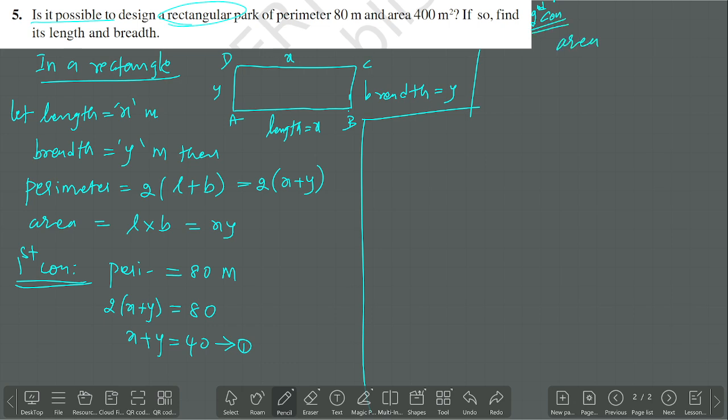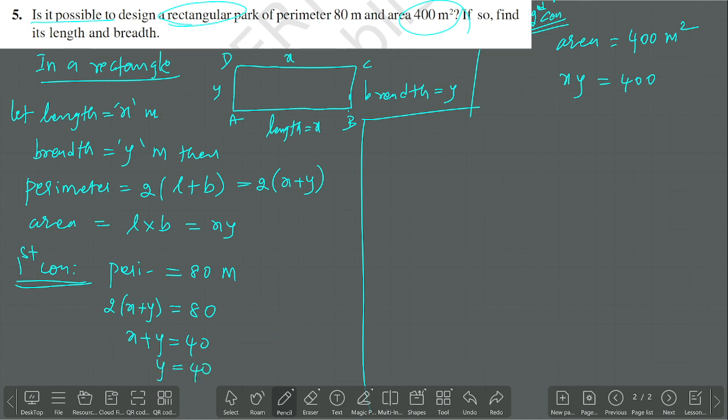Area, which is equal to what they are given here? Yeah, 400 meter square. Area we know what it is, x into y. So x into y equal to 400. From the first condition, we just find either the x value or the y value, then substitute in the second condition.